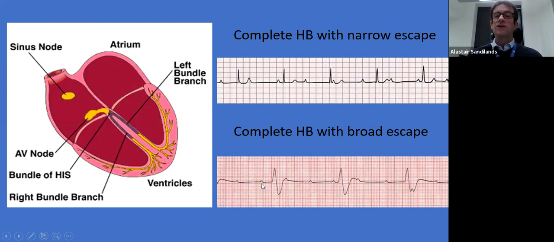Do we have P waves? Yes, our sinus node is working, and there is no relationship. The P waves occur, there's no relationship between these P waves and the QRS. There's one P wave buried in there. So this is a complete heart block now with a broad escape. And this patient's pacemaker should be put in pretty much immediately, whatever time of day they present.